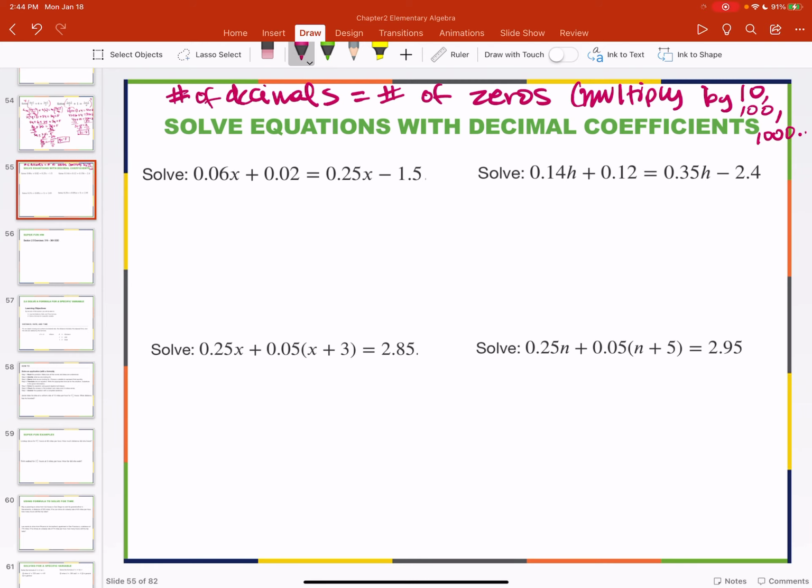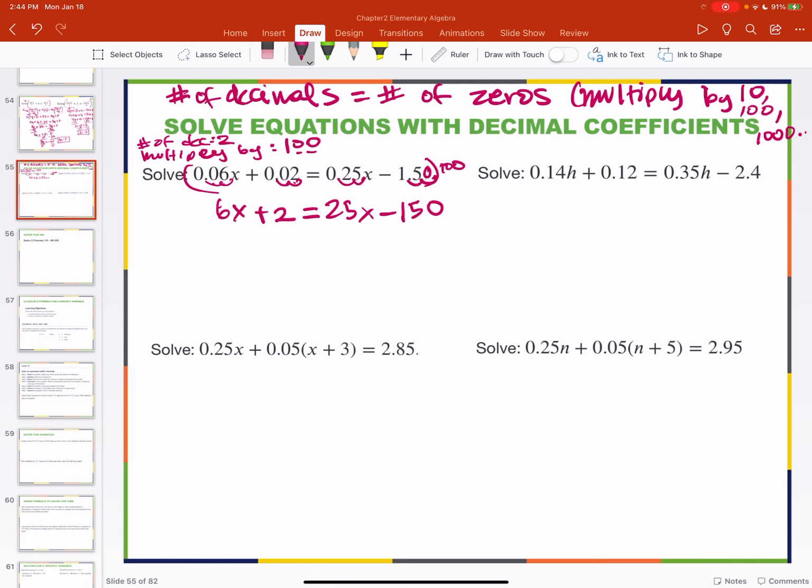So let me show you. In this first problem, there's 2 decimals, 2 decimals, 2 decimals, 1 decimal. So the largest amount of decimals is 2. So the number of decimals is 2, so I'm going to multiply by 100. See how it's 2 zeros? If I multiply everything by 100, this changes to 6x plus, this changes to 2 equals, and that changes to 25x minus, and then you just move this 2 over, but you add a 0, 150. So how nice is this?